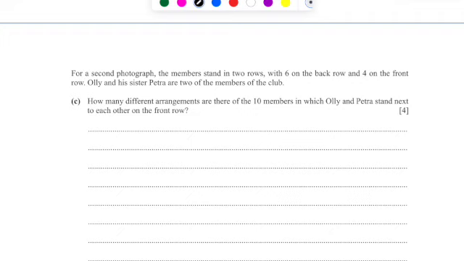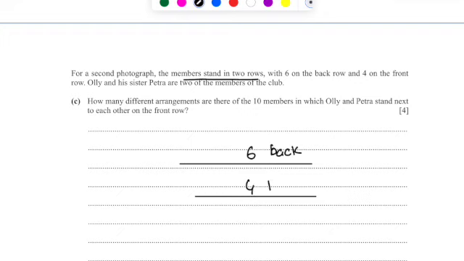So, for the second photograph, the members stand in 2 rows, 6 in the back row and 4 in the front row. Ollie and his sister Petra are the 2 members of the club. How many different arrangements are there for the 10 members in which Ollie and Petra stand next to each other in the front row? So they are standing next to each other in the front row.